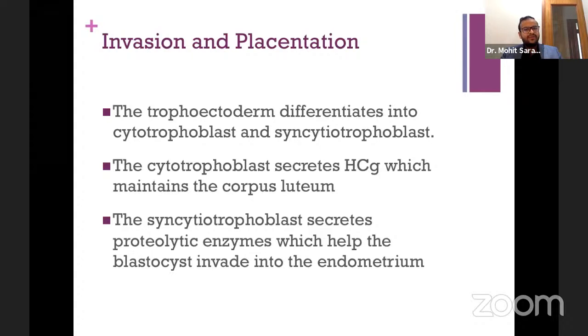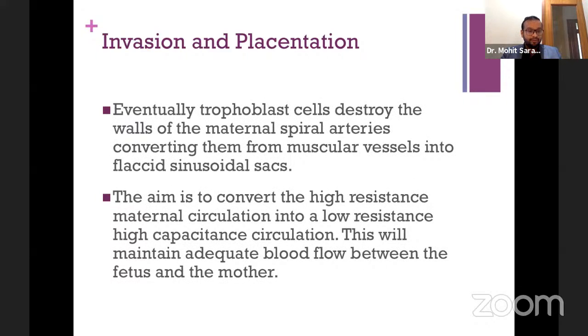And lastly, let's look at invasion and placentation. The trophoectoderm by this stage has differentiated into what is known as the cytotrophoblast and the syncytiotrophoblast. The cytotrophoblast secretes hCG. This in turn maintains the corpus luteum and allows for progesterone secretion. It is the syncytiotrophoblast which secretes proteolytic enzymes which help the blastocyst invade into the endometrium.